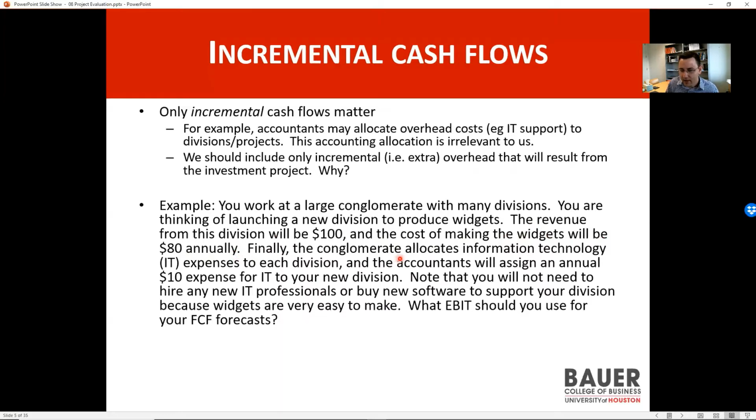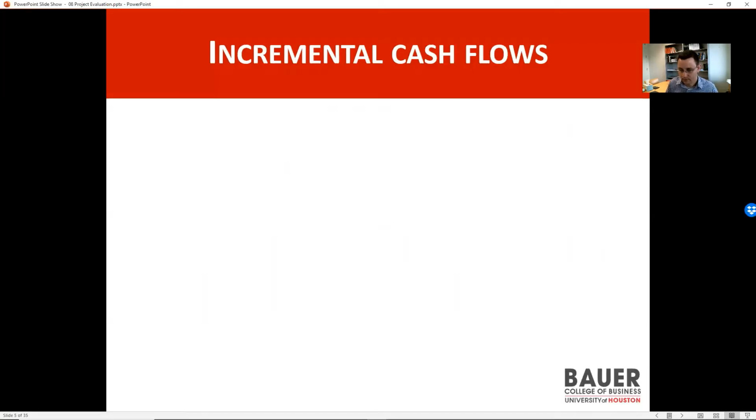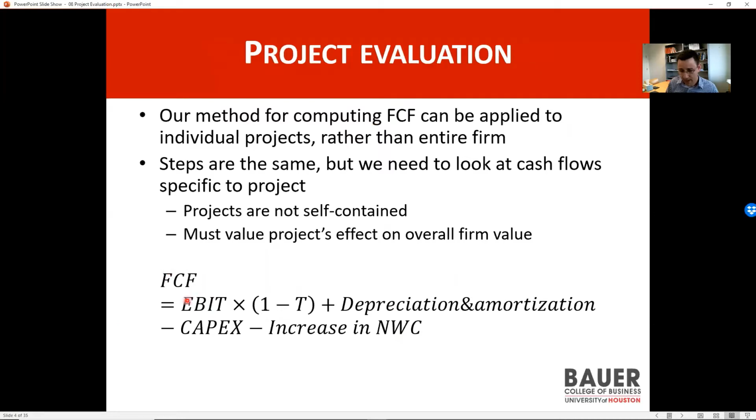Then finally, we have this accounting issue where the conglomerate has to allocate IT expenses to each division. So if you start a new division, some of that expense is going to be allocated to you in your division's books. In particular, $10 of the IT expenses will be allocated to your new division. Now note that you don't need to actually hire any new IT professionals. You don't need to buy any new software. You don't need to spend any money on this stuff because the widgets are just, by assumption, very easy to make. So when you do your free cash flow forecasts here, you need to have an EBIT.